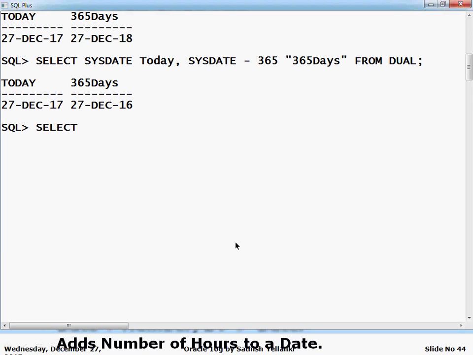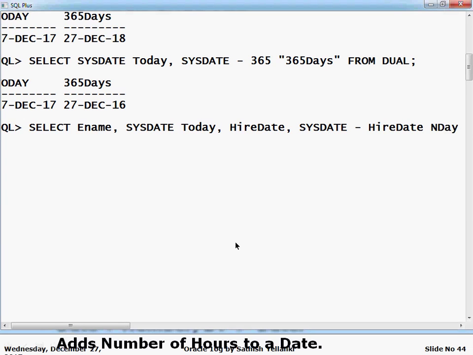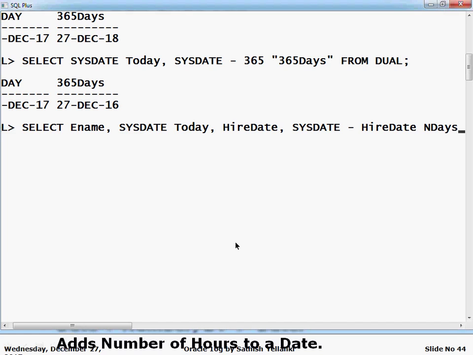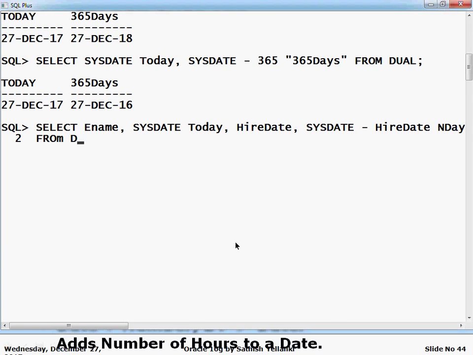Now it always has the intelligence of finding the number of days between dates. I am saying ename, comma, hiredate. Before hiredate, only for convenience, I will give you sysdate, that is nothing but today, and hiredate is the employee's joining date. Now I am saying sysdate minus hiredate. Date minus date can be done. Whenever date minus date is done, it will give you the number of days between those two dates.